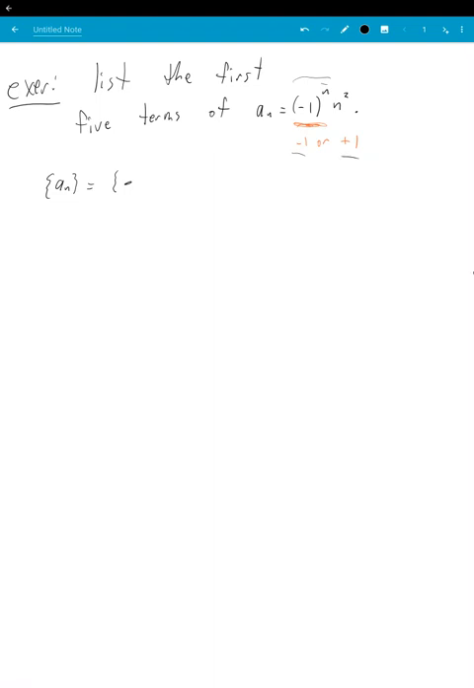Okay, so back to my list here. n is equal to 1, that's my first term. I get just -1. And the next term is going to be positive, right? And then I have 2 squared, which is 4. And then I have 3 squared, but now minus 9. And then I have 16, minus 25. And that is 5 terms.